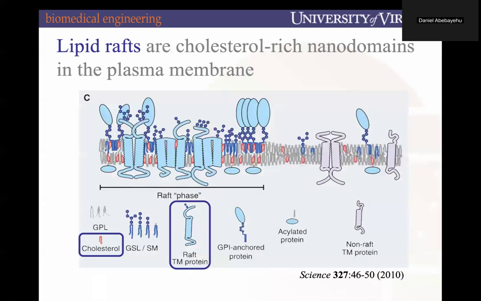There's regions within our cell membrane that are cholesterol rich, called lipid rafts. There are these small nanodomains that have a ton of cell signaling that are really important structures that we study in biology.